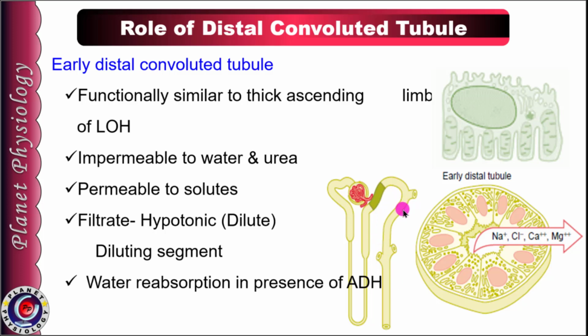The early part of the DCT is functionally similar to that of the thick ascending limb of the loop of Henle. So epithelial cells possess few microvilli, but there is no distinct brush border. This part of the DCT continues to reabsorb solutes, but is impermeable to water. As a result, the filtrate becomes hypotonic and hence this segment is called the diluting segment. The DCT becomes permeable to water in the presence of antidiuretic hormone, and thus is involved in facultative reabsorption of water. The distal tubule is also impermeable to urea.